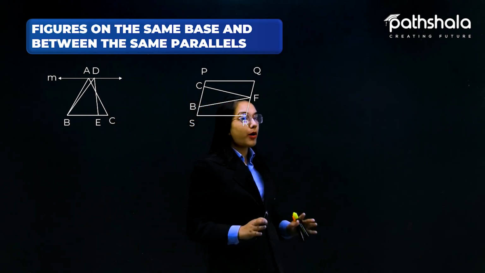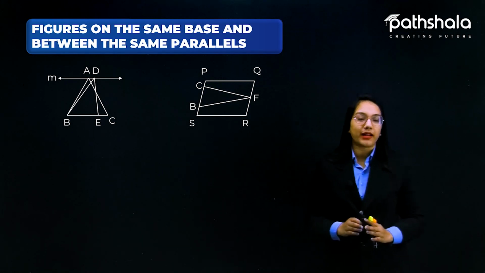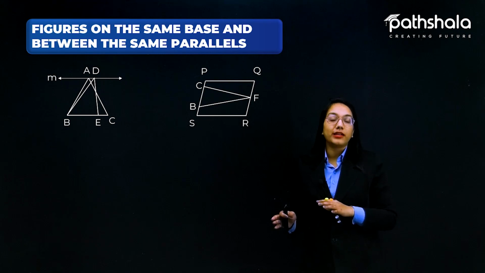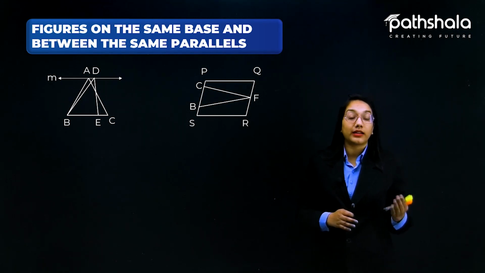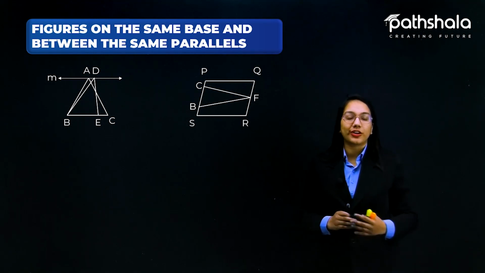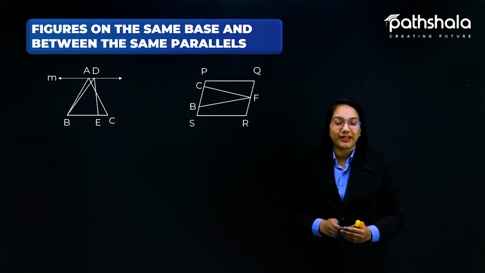So this is all about the concept of the figures that are lying on the same base and between the same parallels. I hope you are able to differentiate between the figures that are lying on the same base and between the same parallels, or the figures that are lying on the same base only but not between the same parallels, and many more such conditions. So this is all about the figures on the same base and between the same parallels.